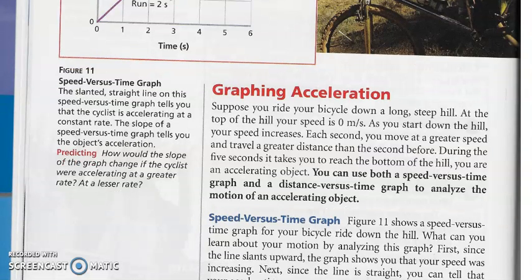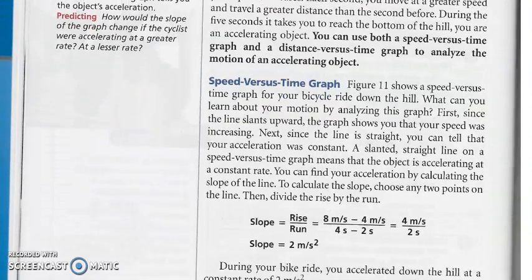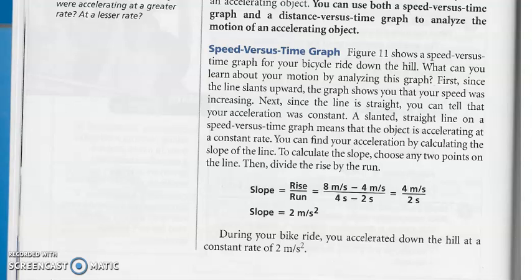You can use both a speed versus time graph and a distance versus time graph to analyze the motion of accelerating objects. Speed versus time graph. Figure 11 shows a speed versus time graph for your bicycle ride down the hill. Here is what you can learn about your motion by analyzing this graph.